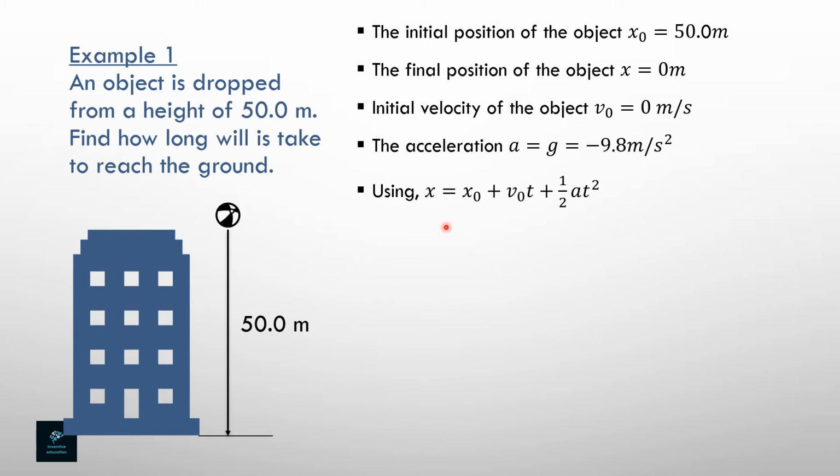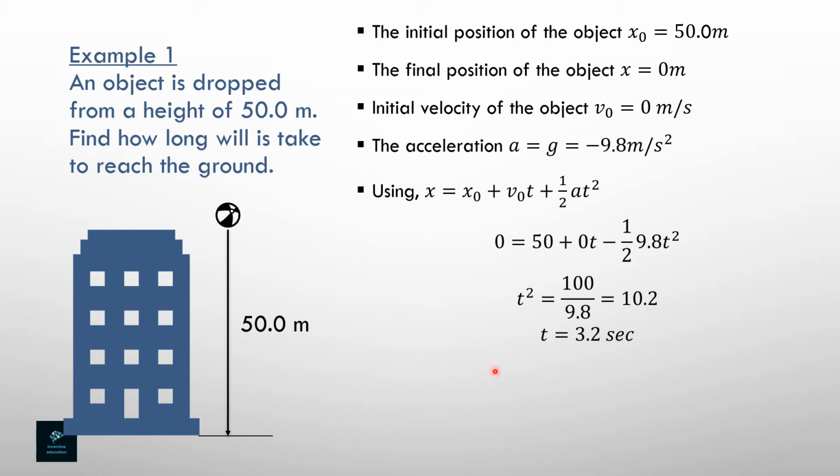Using this equation, x is equal to x0 plus v0t plus half at square, and putting all these values in this equation, we get 0 is equal to 50 plus 0t minus half 9.8 t square. This gives t square is equal to 100 by 9.8 equal to 10.2. This gives t is equal to 3.2 seconds. Therefore, it takes 3.2 seconds for the object to fall to the ground.